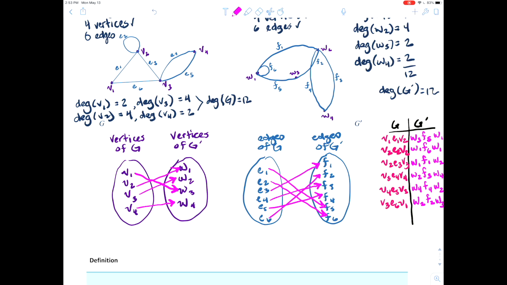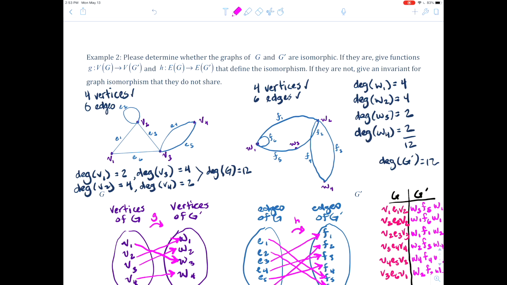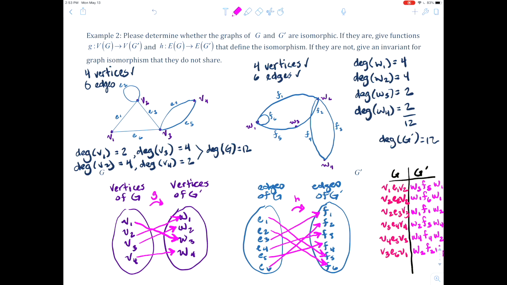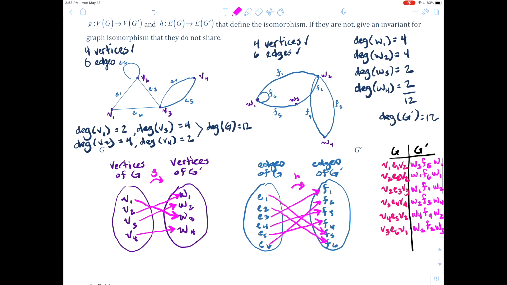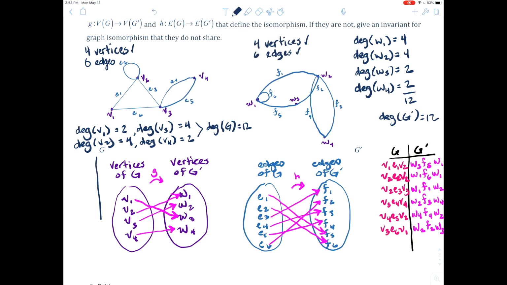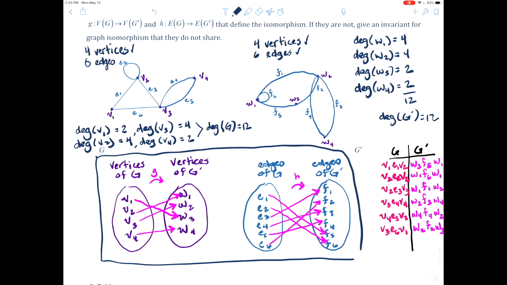So if we call this one G and we call this one H, whoops, we have our functions G and H that define the isomorphism. These are the functions G and H that define the isomorphism, and you can just give your results like this. Cool? All right.